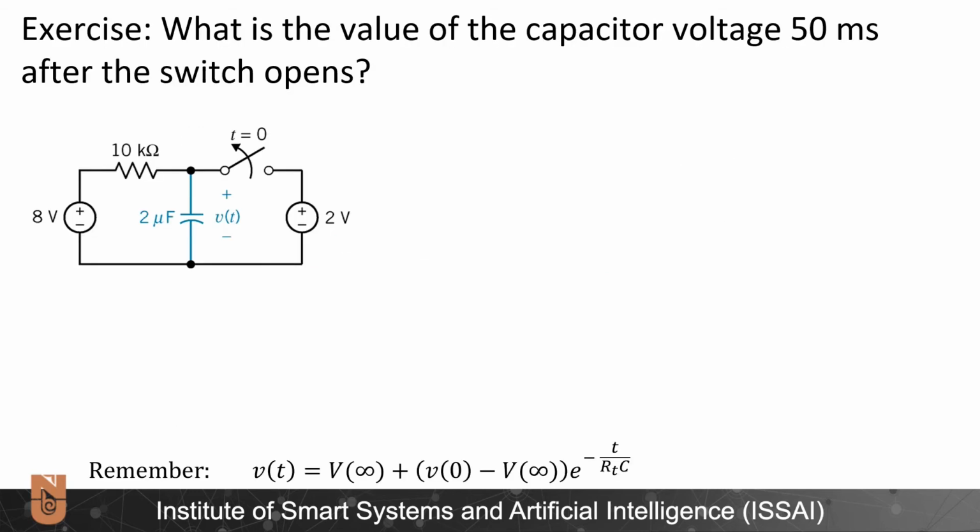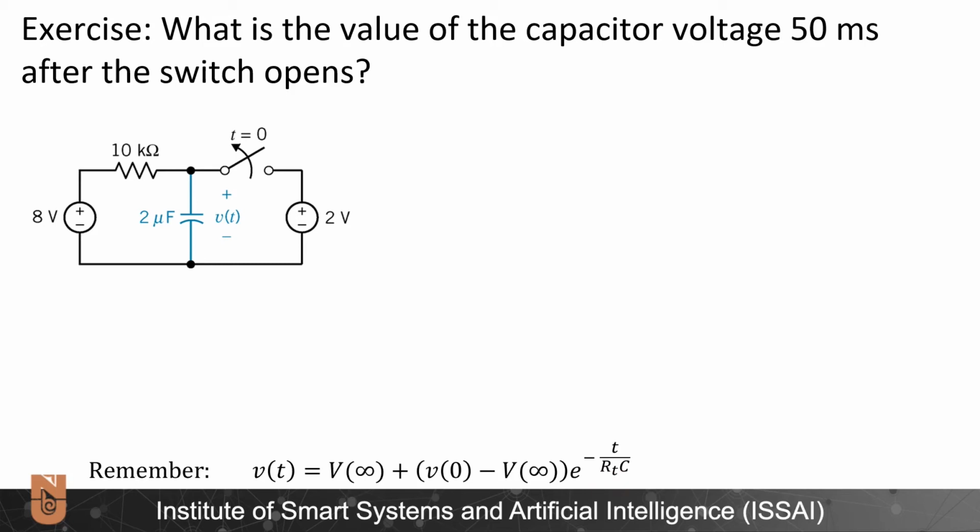What is the value of the capacitor voltage 50 milliseconds after the switch opens? So in order to solve this question, we will use this equation. However, in order to use this equation, we need to find the initial voltage over this capacitor and the open circuit voltage and also the R Thevenin. So let's try to solve this together.